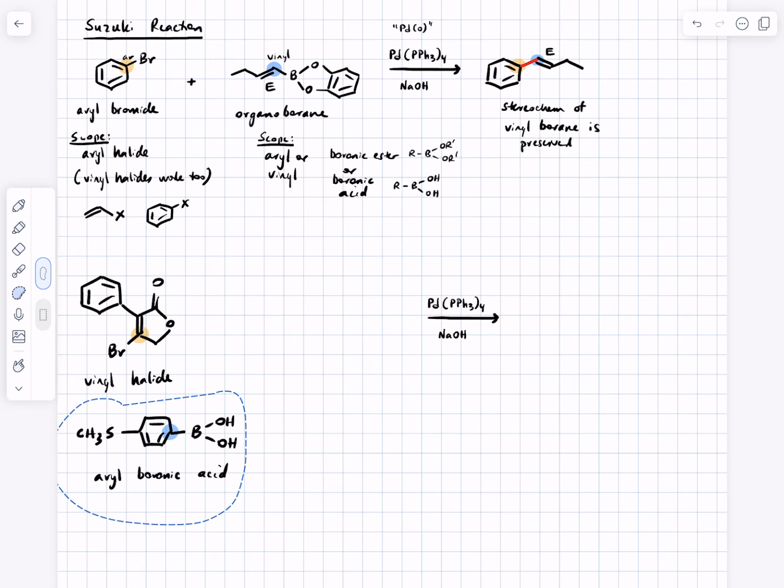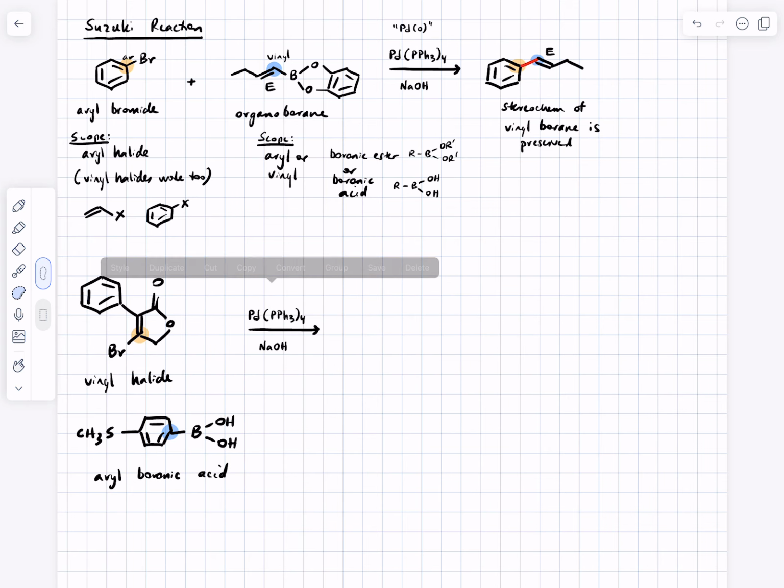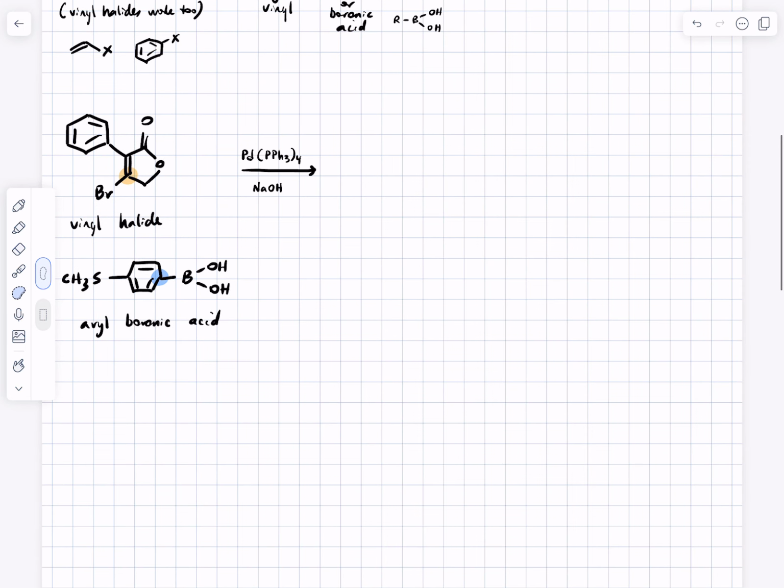I need a little bit more space, so I'm going to draw the boronic acid down here. Again, predicting the products of the Suzuki reaction is pretty easy because we just make a new bond between the orange and the blue carbons. And again, we need to remember that the stereochemistry in the starting material is preserved. So the new bond is going to be here. That's the new bond between the vinyl halide carbon and the blue carbon from the boronic acid.